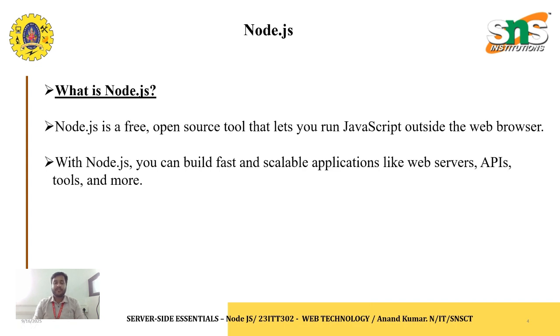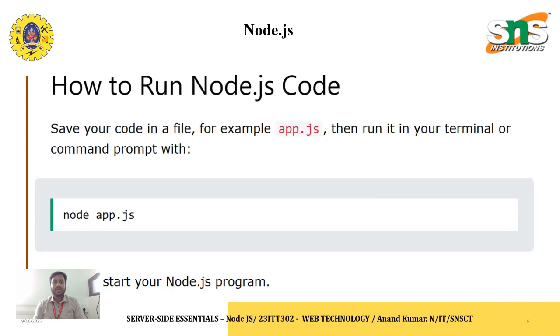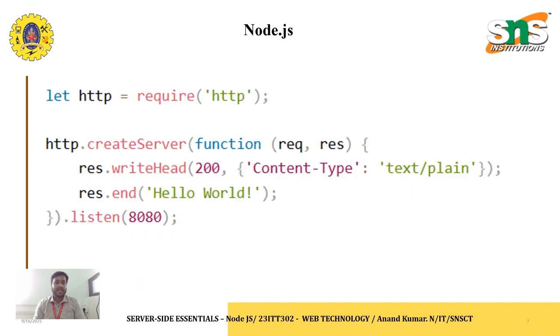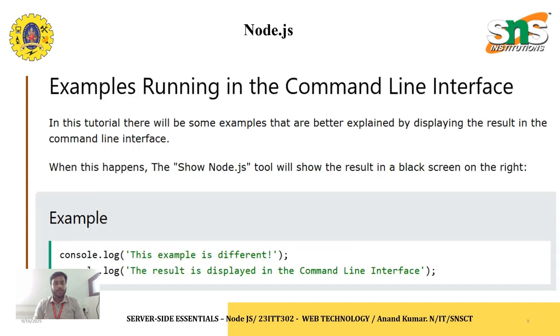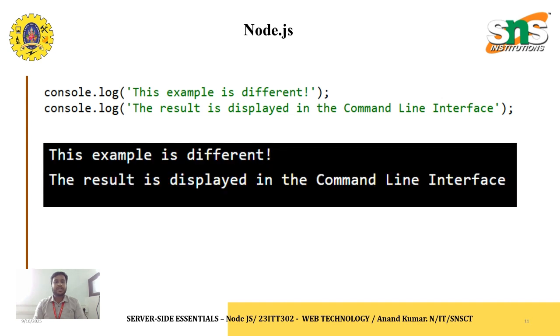In the last class, we started with Node.js basics, and we discussed what Node.js is and what you can build with it: web servers, REST APIs, and command line tools. We also saw how to run Node.js code, from the online compiler environment to the basic terminal environment. We just started with an important topic called creating a server and the server output. We saw two examples, printing two lines, and the result is displayed in the command line interface. With that, I stopped.